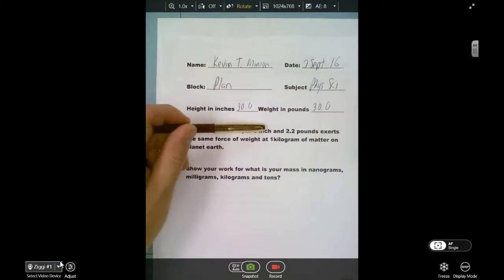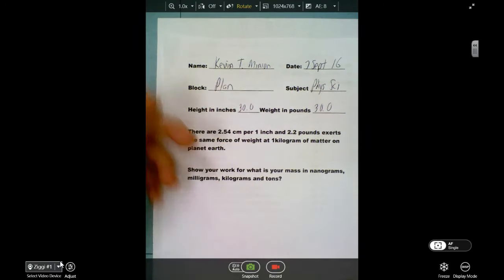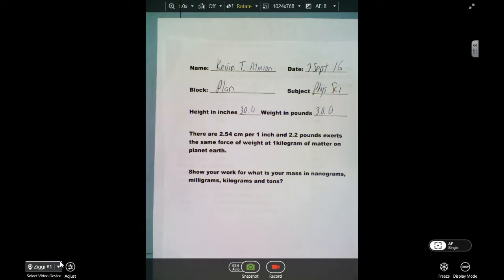Morning, and welcome to another short and sweet lesson on how to do conversions. We have prefixes, and then we're going to be using the prefixes and conversion factors such as 2.5 centimeters per inch or 2.2 pounds for 1 kilogram of matter to figure out what the mass of our minion, Kevin T. Minion, is in meters, centimeters, nanometers, and kilograms and tons, because we have to use the metric system.